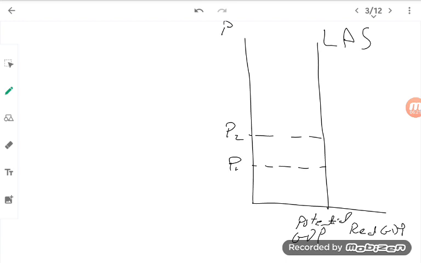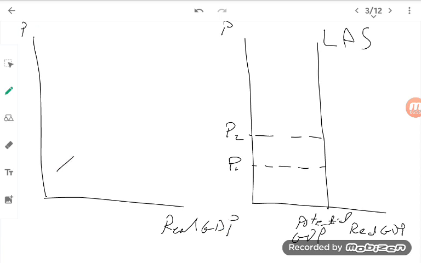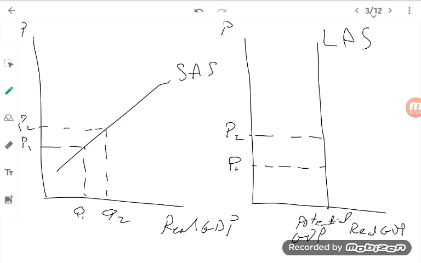At this point, the economy is at full employment, which means that there is no cyclical unemployment, only frictional and structural unemployment in the economy. Okay? While in case of the short-run aggregate supply curve, it is positively sloped, which means as price increases from P1 to P2, quantity supplied is going to increase from Q1 to Q2.